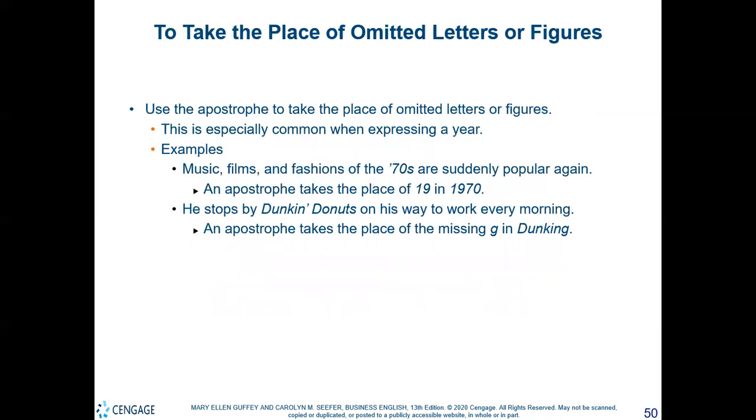Use an apostrophe to take the place of omitted letters or figures. This is especially common when expressing a year. Examples: Music, films, and fashion of the '70s are suddenly popular again. The apostrophe takes the place of 19 in 1970. He stops by Dunkin' Donuts on his way to work in the morning. The apostrophe takes the place of the missing G in Dunkin'.